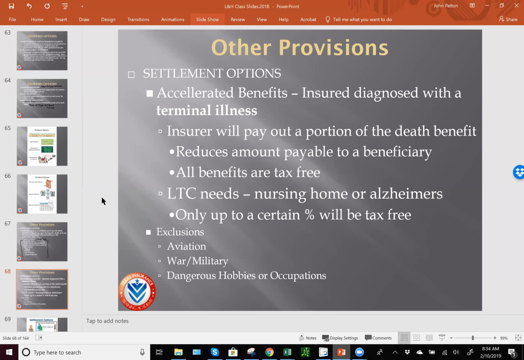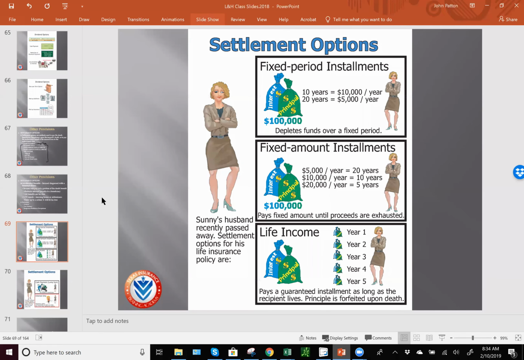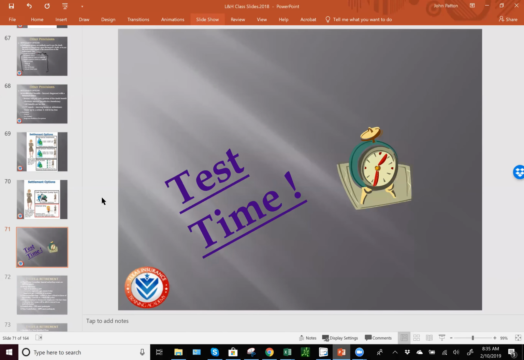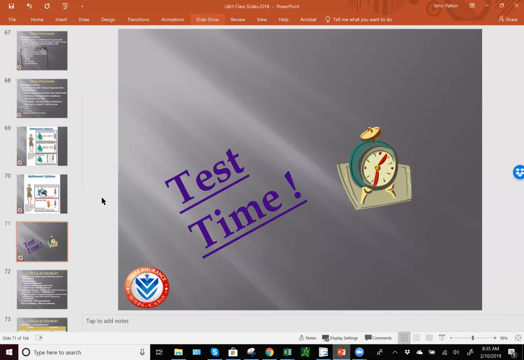And then lastly, here we have exclusions: aviation, war, military, dangerous hobbies or occupations, or if you're a felon and you rob liquor stores and get shot by the cops, they're probably not going to pay. All right, so now that is going to be your chapter over policy provisions, options, and riders. Now go onto your simulator and do some practicing and start working on your bulleted definitions.